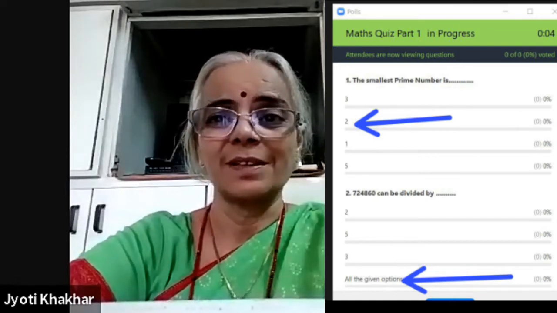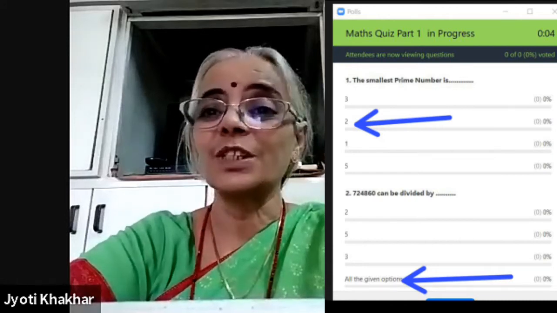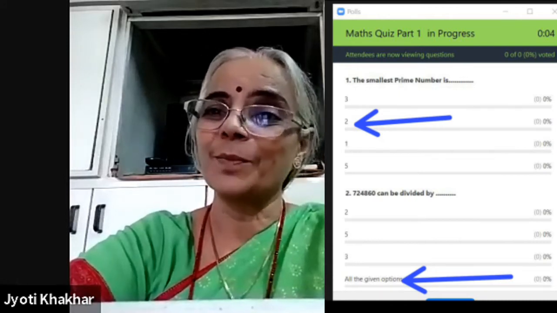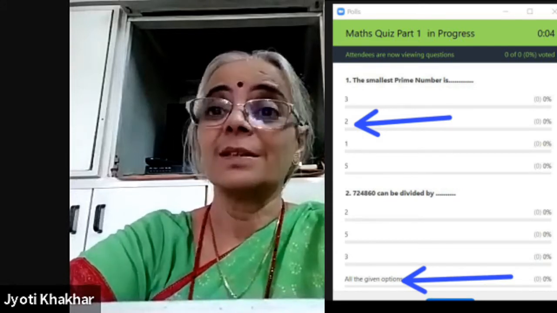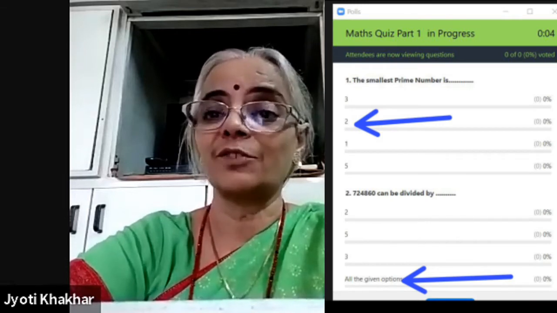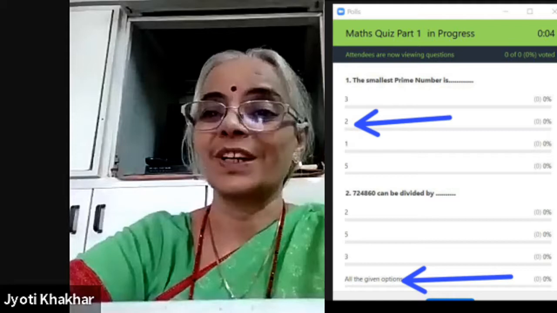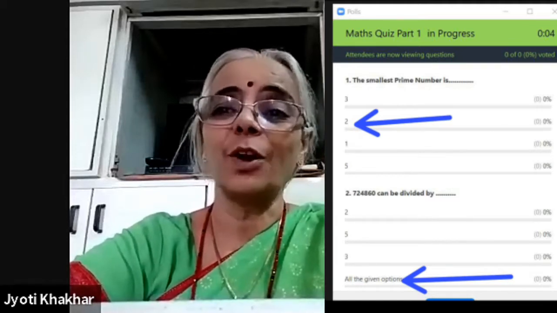27, and 27 can be divided by 3. And so this full number can be divided by 3. Or means this number can be divided by 2, 5, 3, all. So the correct answer is D option, all the given options.